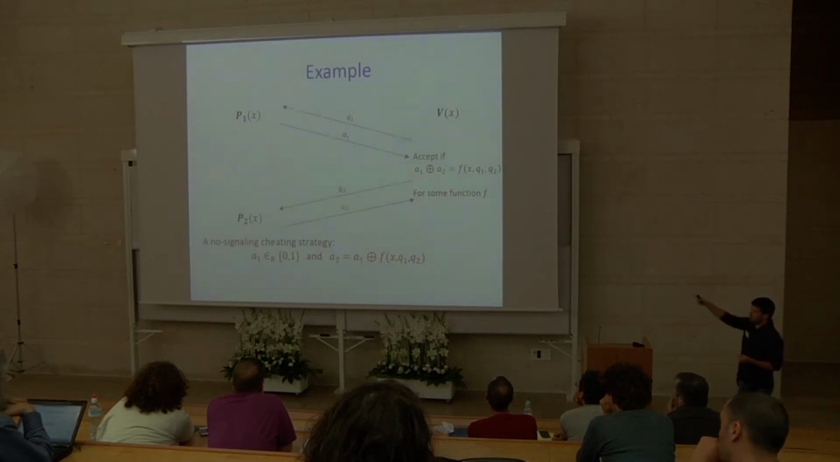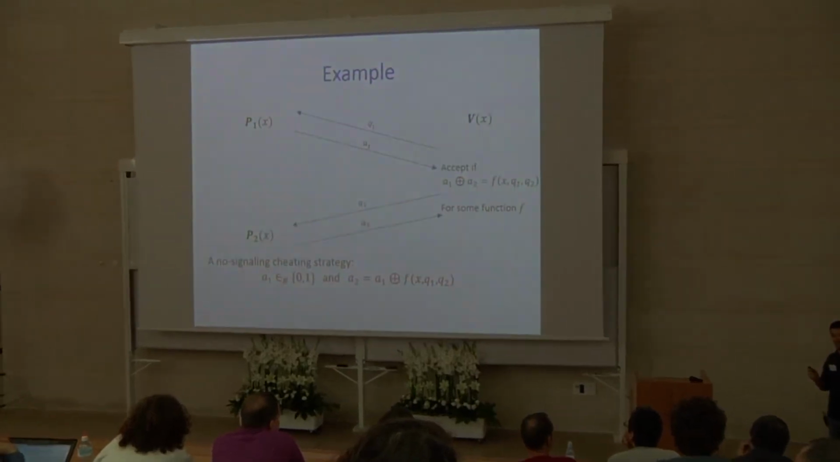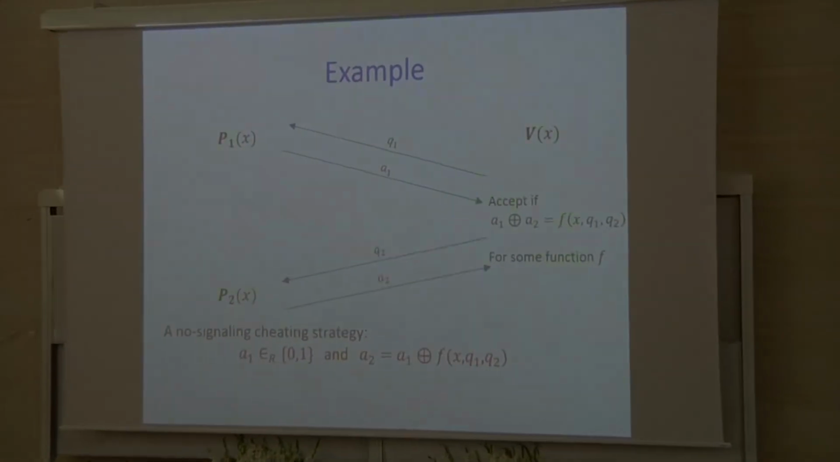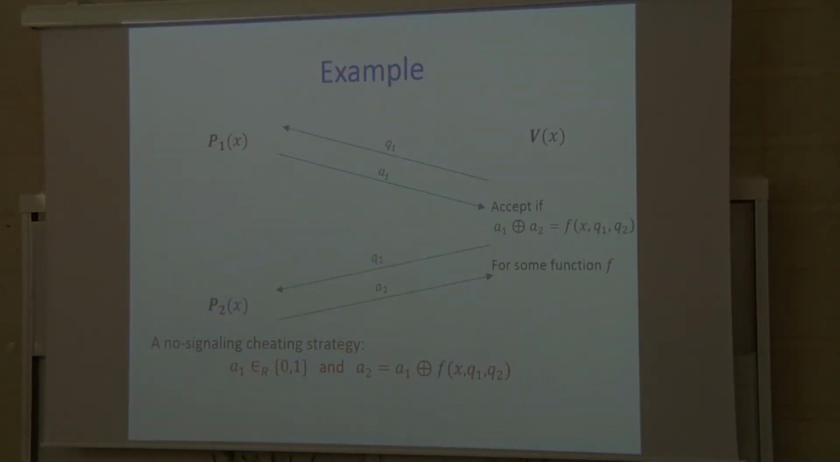So if you actually fix the 2 queries, and you look at the first answer, A1, it's just a uniform bit. Also, if you forget about A1 and you look only at A2, it's also just a uniform bit. Okay, so each one of these answers individually is uniform. Of course, their joint distribution is very not uniform, but each one of them by themselves is uniform. So in particular, that means that it's no signaling.